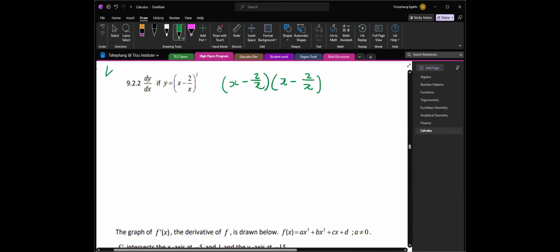Key thing, kx to the n. Now we can FOIL it out. First, x squared. Then outer, we're going to have minus 2. Inner, minus 2. Remember, outer x multiplied by that. These x's are going to cancel each other out. And then last, we're going to have plus 4 over x squared.